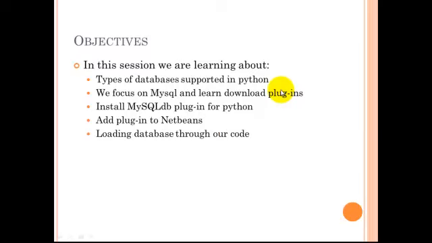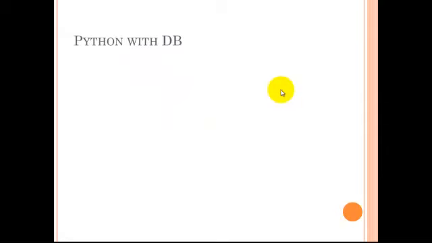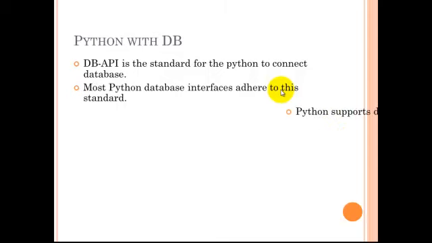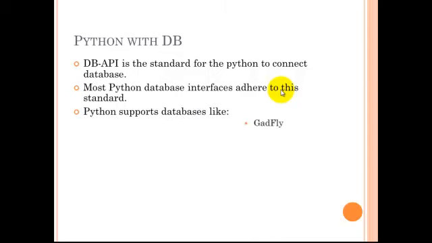Loading the database through our code, performing ACID property implementations, and read operations in Python. First of all, let us understand what the database is and how the connectivity is planned. The APIs stand for the connection to the database, which we follow. We will understand the database interfaces which are added to this and which are standardized. What are the databases we are using?